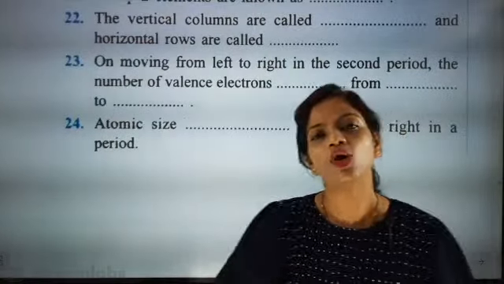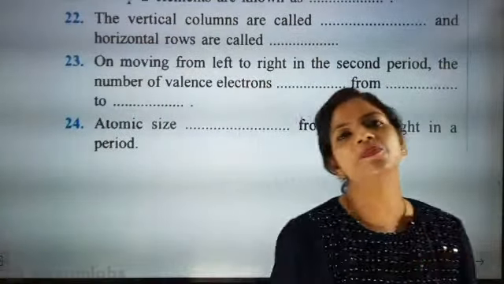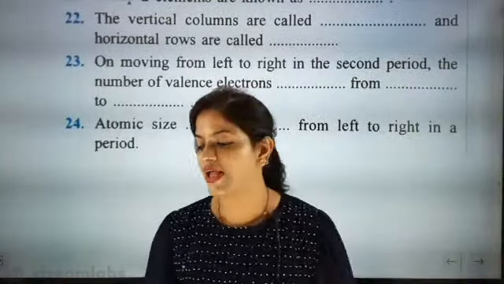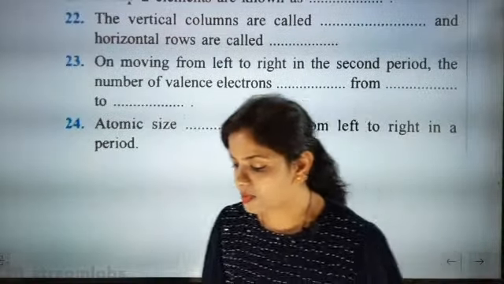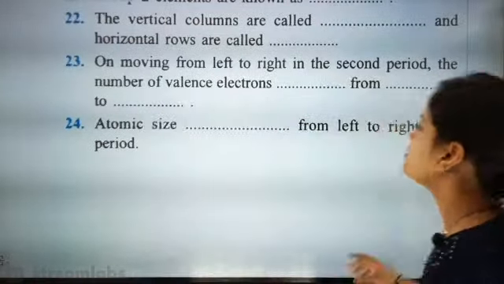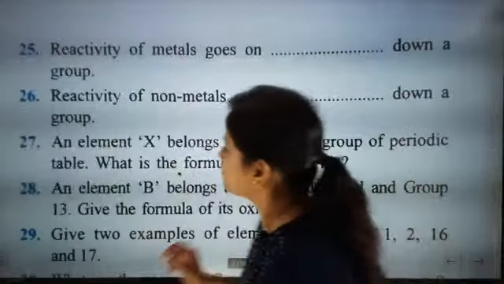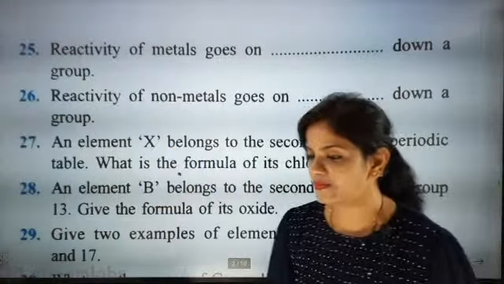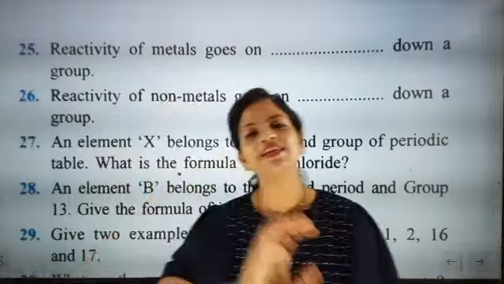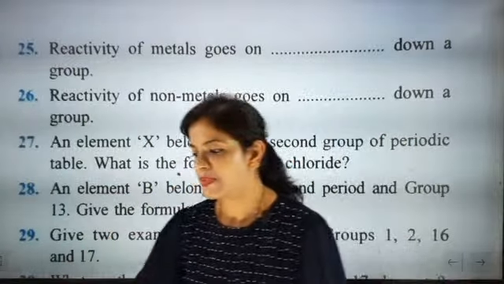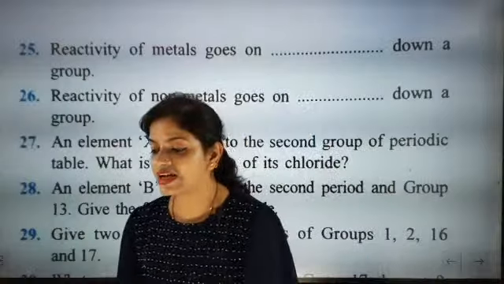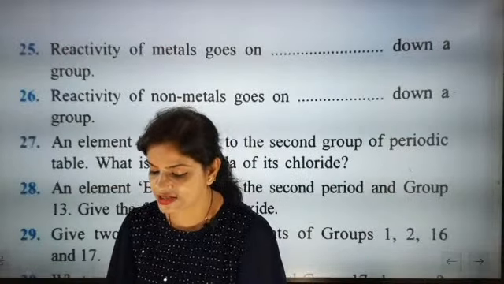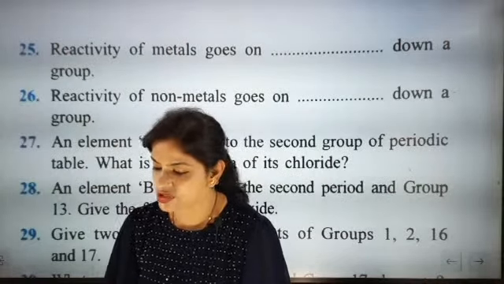You know that atomic size decreases from left to right in the periodic table, but what about the noble gases? Decreasing is absolutely the correct answer for the other elements, but what happens to the noble gas? You have to think like that.